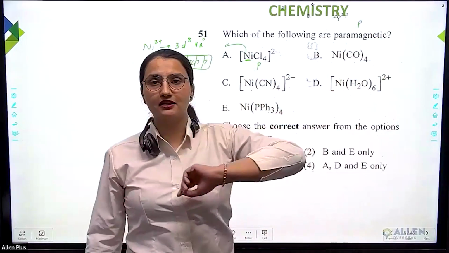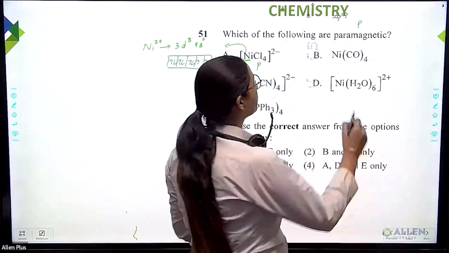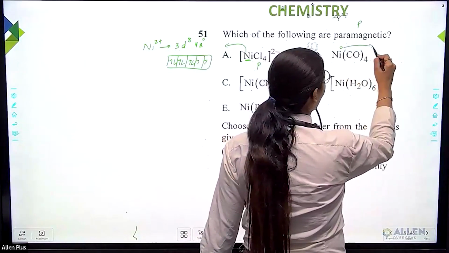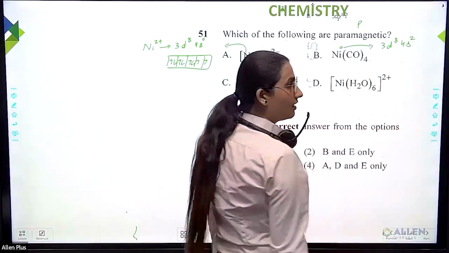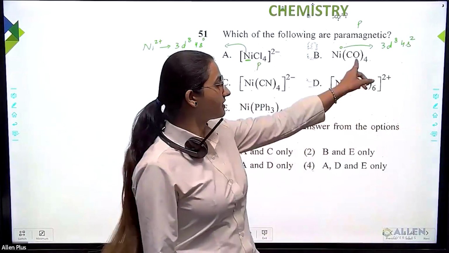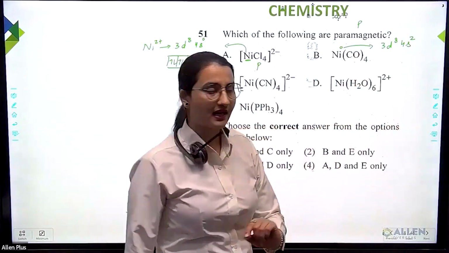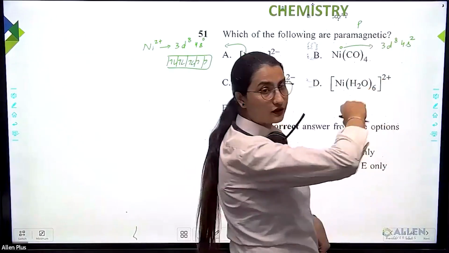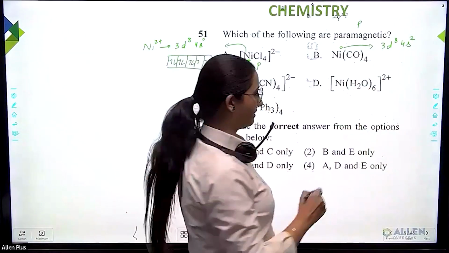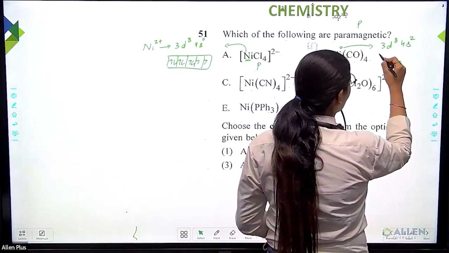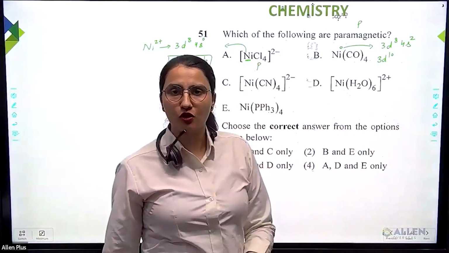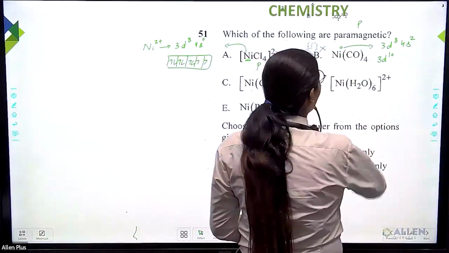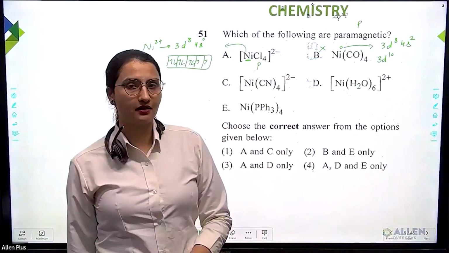Next, students, Ni(CO)4. Here, Ni is present in 0 state. What is configuration? It's 3d8 4s2. But since CO is strong field ligand, it will bring 2 electrons from 4s into 3d. So in presence of CO, it exists as what? 3d10. 3d10 means no unpaired electron. So this is not paramagnetic, it's diamagnetic.